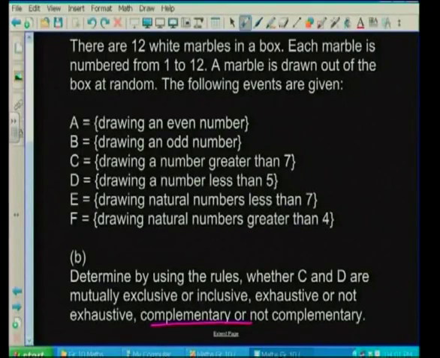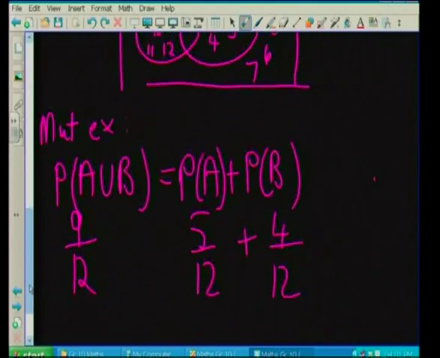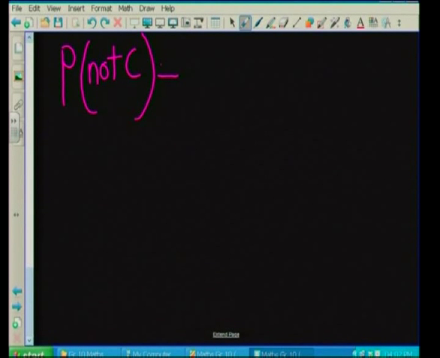Let's have a look at the final question asked of us, whether they are complementary or not complementary. So let's get back to our screen with our Venn diagram and we'll have a look at complementary. So I can say that if the probability of not C is the same as 1 minus the probability of C, then the events are complementary. I could have used D as well.